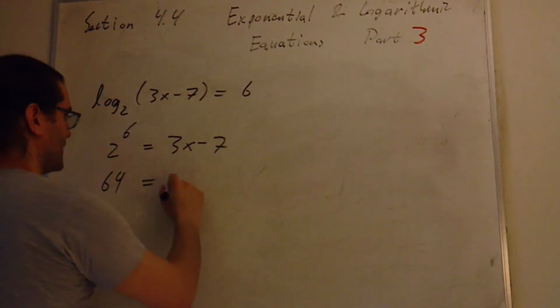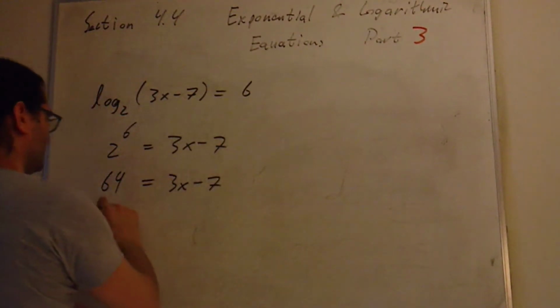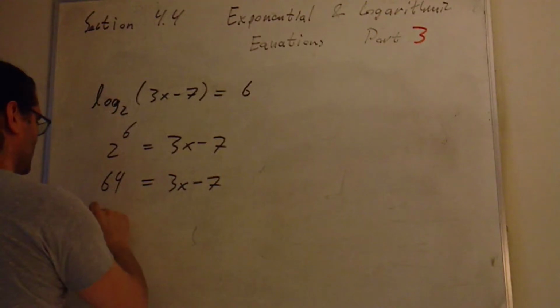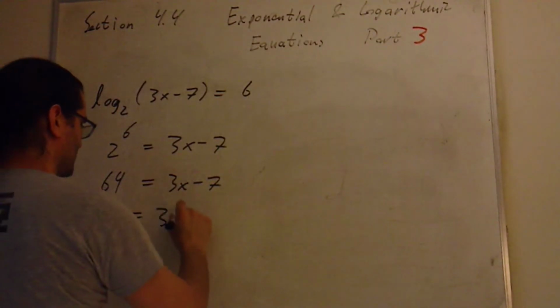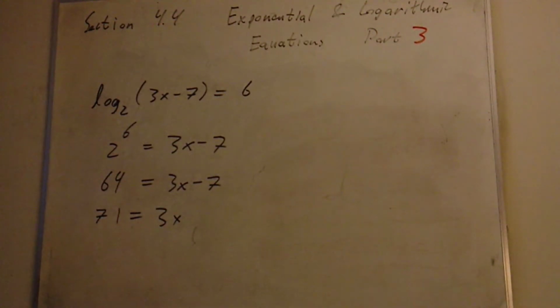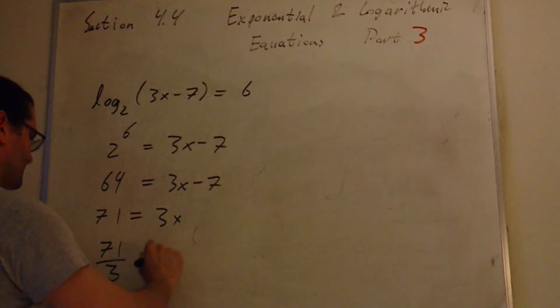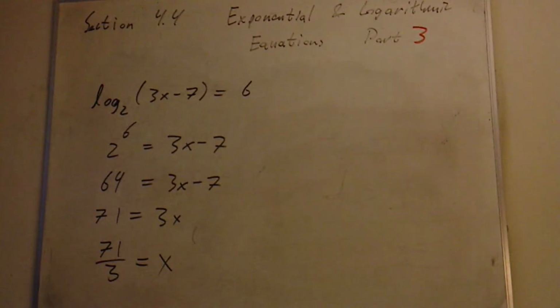64 equals 3x minus 7. So we'll add 7 to both sides. You get 71 equals 3x. Don't know what 71 thirds is. Probably 20 and something. 23? I don't know. Doesn't matter what it is, it's x, and I'm done already.